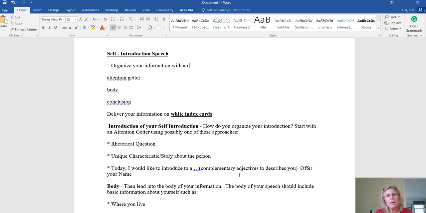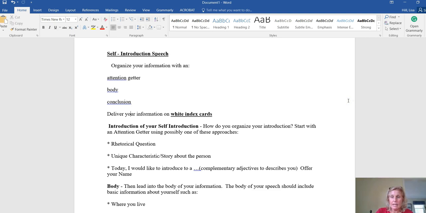Look in your textbook for ways to gain the attention of your audience so that they will listen to what you have to say. So in the introduction of this particular speech, I'm listening for that attention getter. How do you start off? Do you have some kind of spin, some kind of unique way to gain our attention? And do you provide your full name? Full name, guys. We need to know who you are. That's so important in a self-introduction.